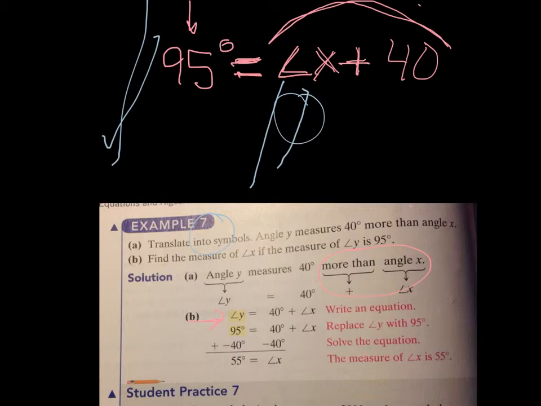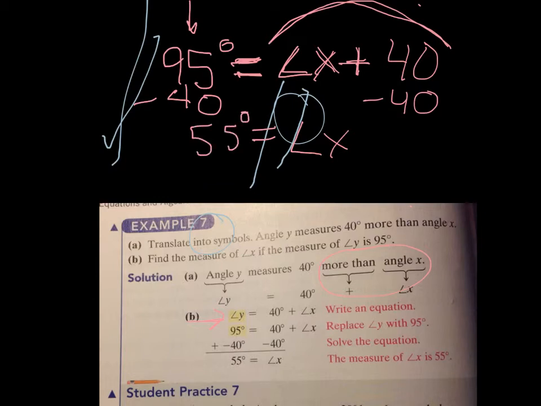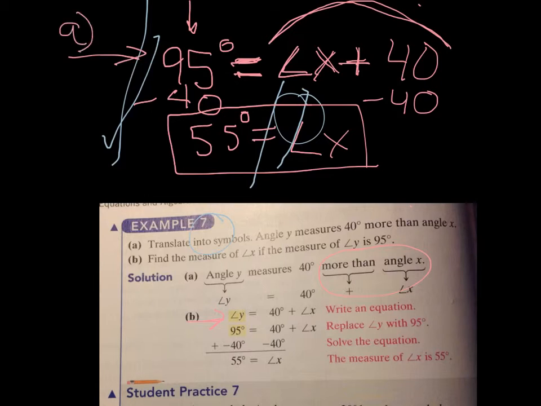Okay, so let's do the algebra. So if I have a plus 40 here, to zero it out, I'm going to do a minus 40 on both sides. Now we have angle x all by itself, and 95 degrees minus 40 degrees gets us 55 degrees. So, you've got to do this step first because that's going to be your A.